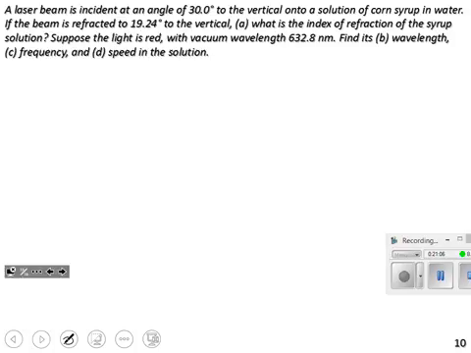An actual example: a laser beam incident at an angle of 30 degrees to the vertical on a solution of corn syrup in water. The beam is refracted to that crazy angle. What's the index of refraction of the syrup solution? Here's how many of these simple questions will look. Here's the surface of the solution, so there's the air/solution boundary. A solution of corn syrup and water. A laser beam is incident at an angle of 30 degrees to the vertical. Well, the vertical does happen to be the normal, which is nice.